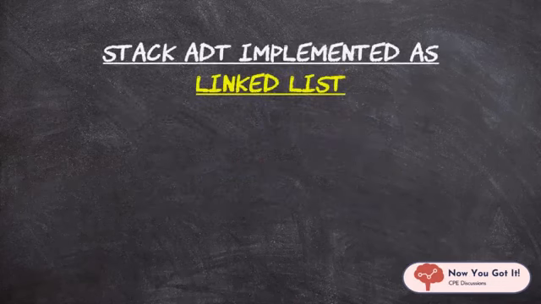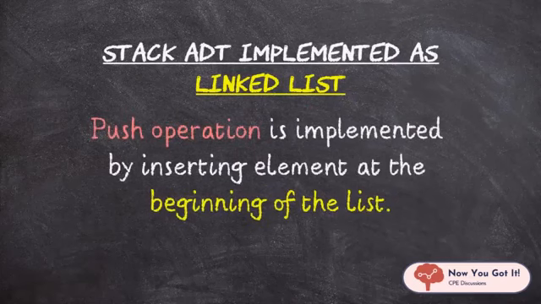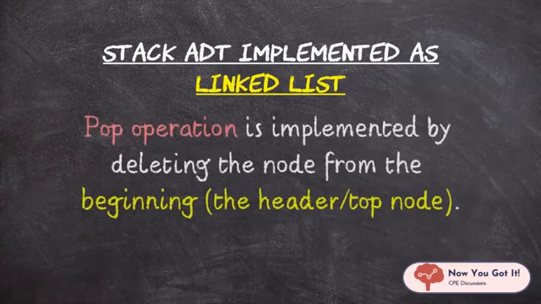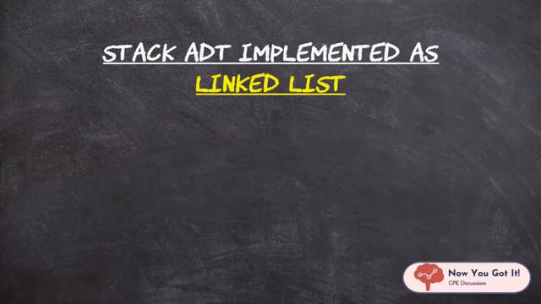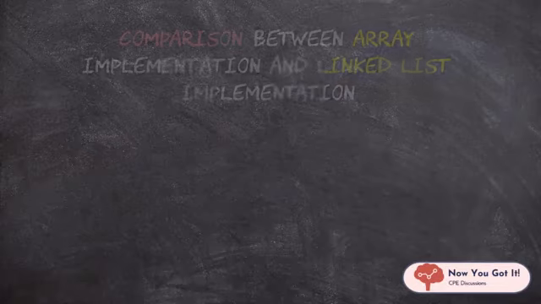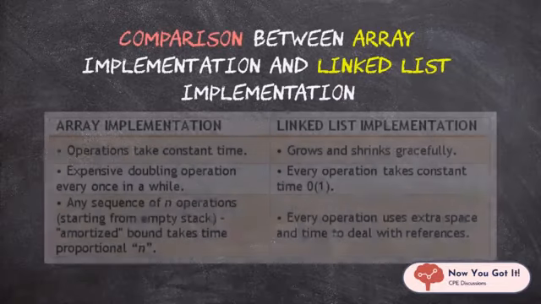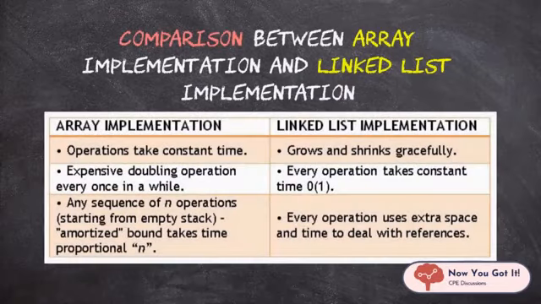In linked list, push operation is implemented by inserting element at the beginning of the list, while pop operation is implemented by deleting the node from the beginning. Now here is the comparison between array implementation and the linked list implementation.